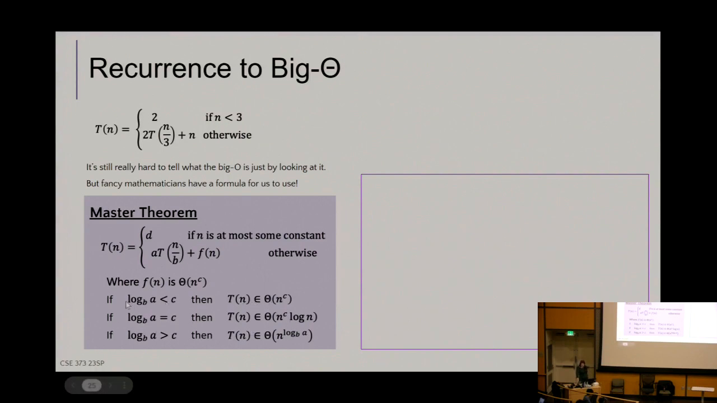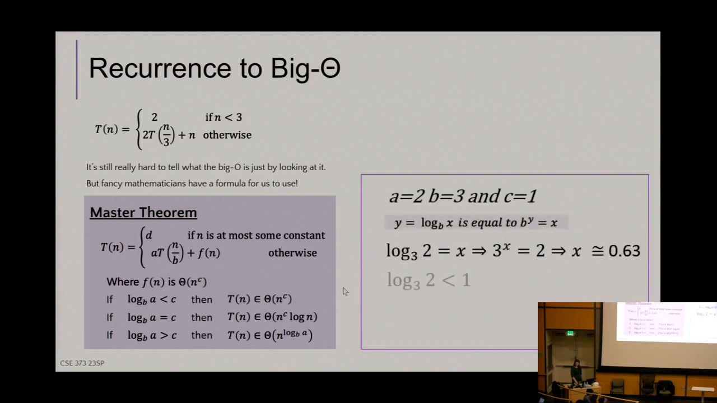And you can see if log base B of A is less than C, then it's n to the C. If log base B of A is C, then it's n to the C log n. Cool. And if log base B of A is greater than C, then n to the log base B of A is your solution. So here is the plug and chug for our situation.